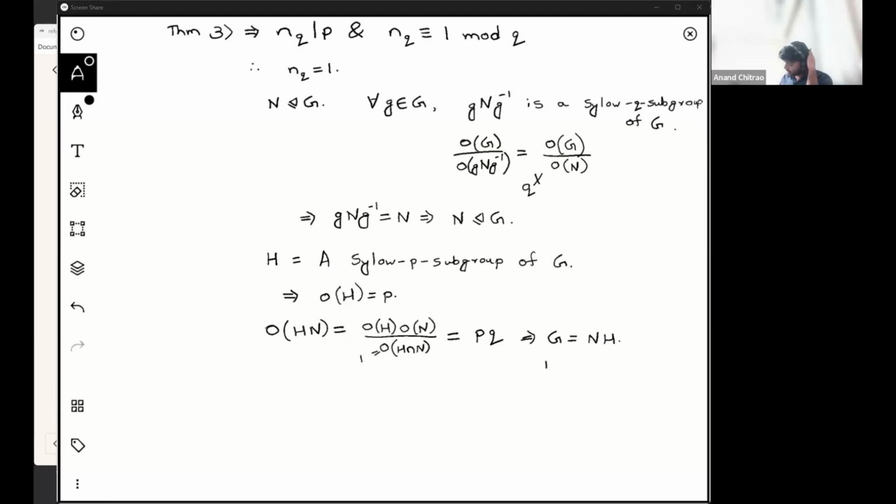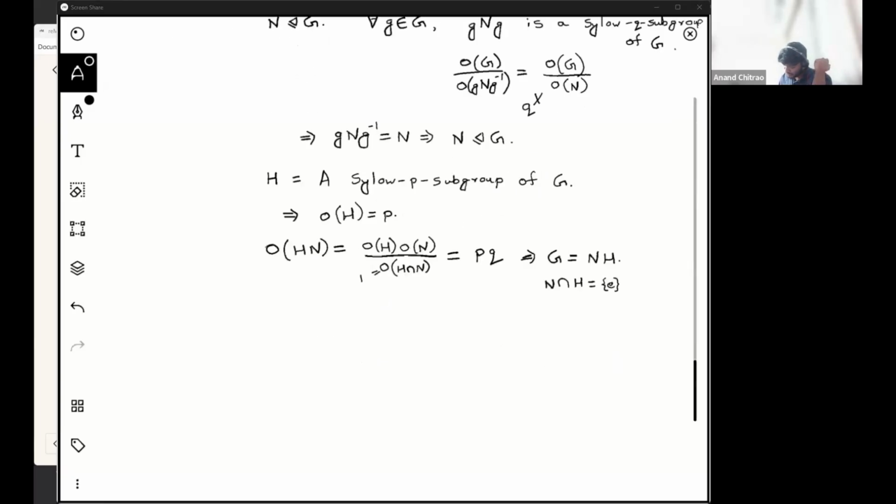We have already checked that N intersection H is trivial. So you can conclude that G is a semi-direct product of N and H. G is isomorphic to a semi-direct product of N and H. Now all that remains to see is that this is a direct product, right?